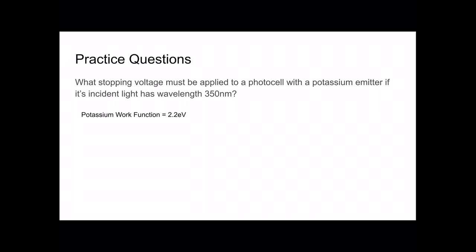The first step for these types of questions is always to calculate the frequency of the light, because in this case we have the wavelength. We need to find the frequency in order to relate it to the energy of the individual photons in the light. So step 1, calculate frequency using v equals f lambda, and we find the frequency equals 8.571 times 10 to the power of 14 hertz, because the speed of light is 3 times 10 to the power of 8.